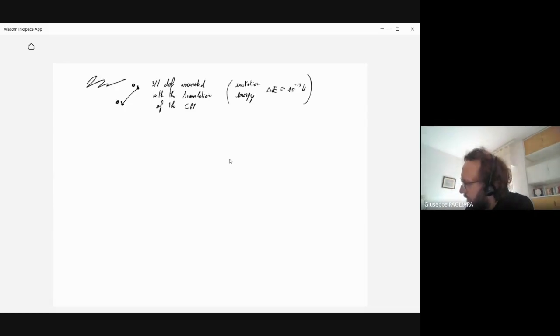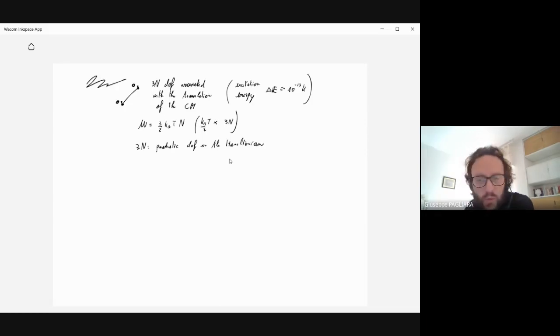Then we said, okay, the contribution to the internal energy coming from this translational motion is actually the usual 3/2 kBT, and so it's kBT half times 3n. What are these 3n? We have 3n quadratic degrees of freedom in the Hamiltonian. And each of those degrees of freedom contributes with a kBT half.